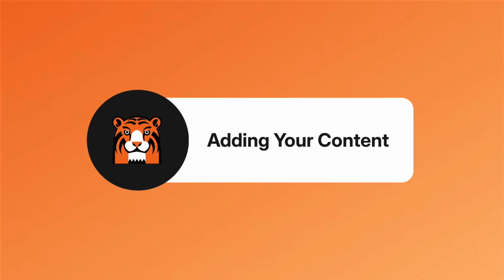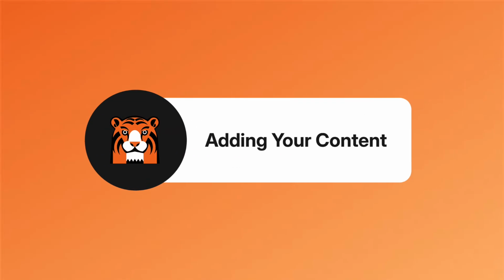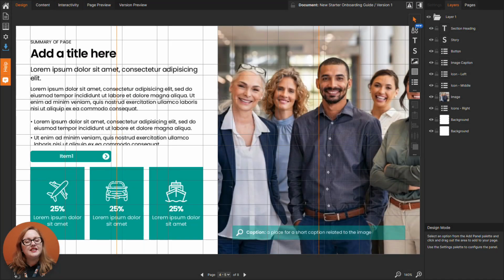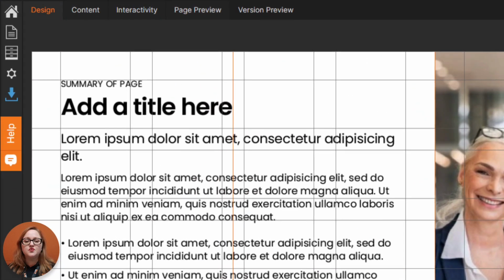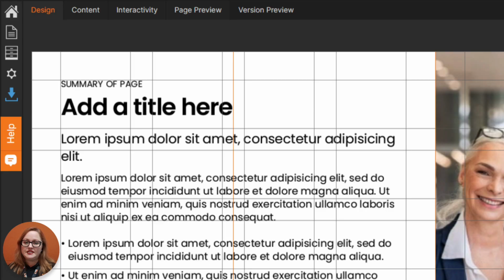Adding content to a PageTiger document couldn't be easier. Let's head to the menu bar at the top of the screen where all the magic happens. In design mode, you have the flexibility to create and customize the layout of your document using various types of panels, such as text, image, and shape.